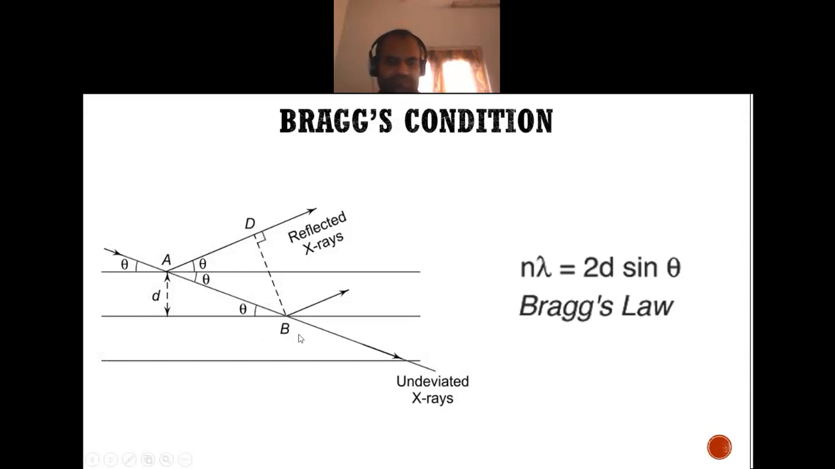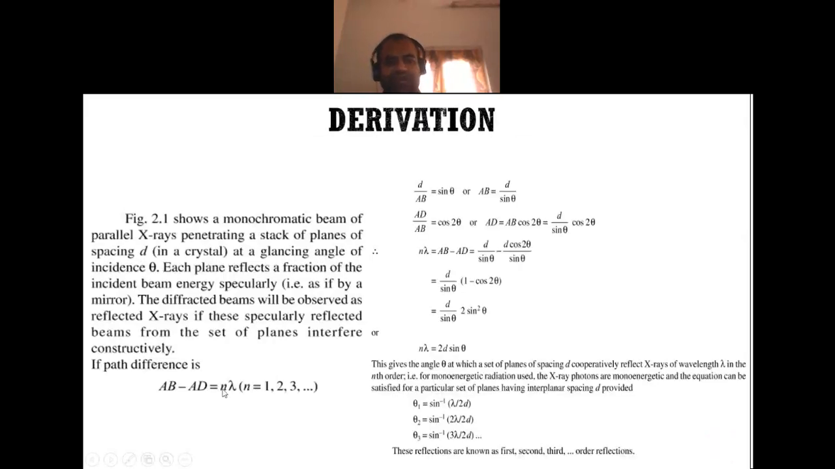What is the difference between these two paths traveled by these X-rays? It is the difference of the two paths from which the X-rays have been reflected from the two different planes. These are the two different planes, and what is the difference of their paths? So AB minus AD equal to n lambda, such that n is an integer and it is equal to 1, 2, 3, etc.